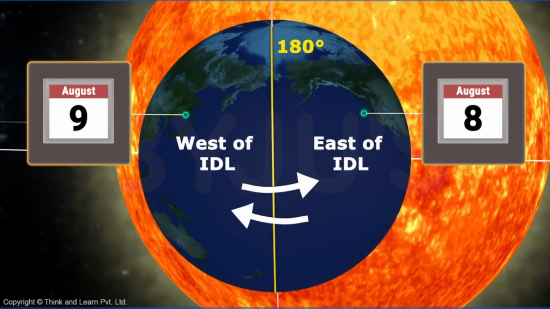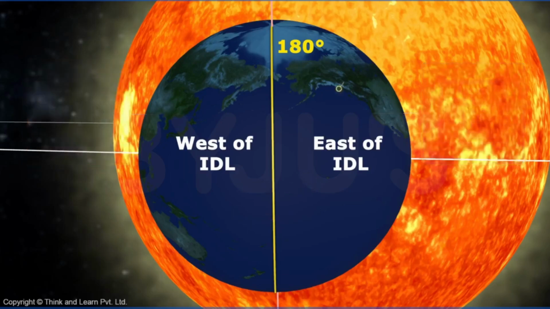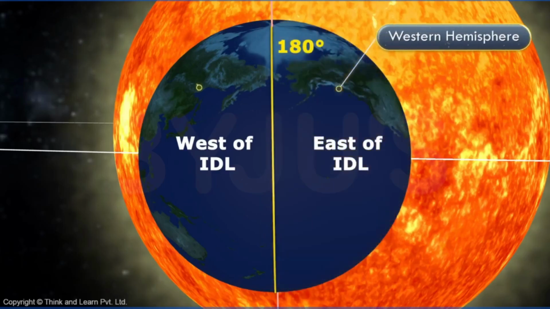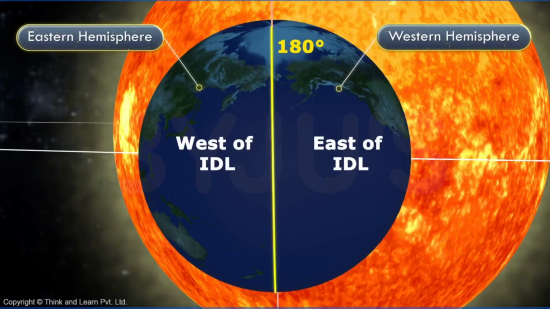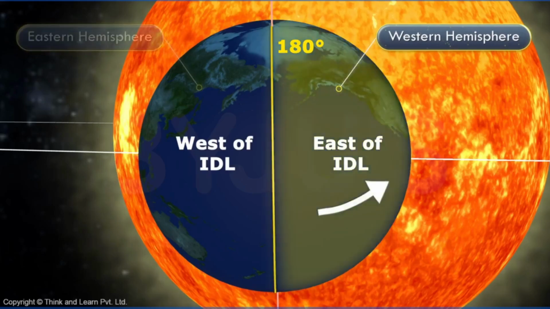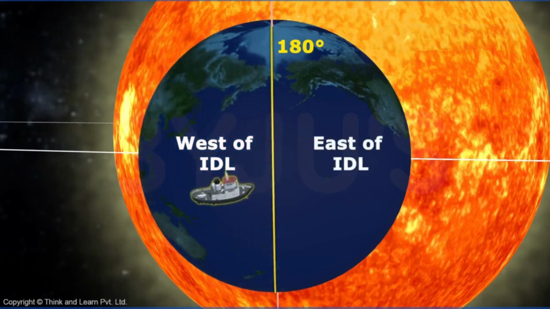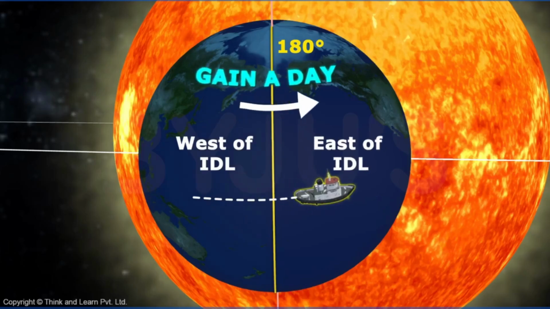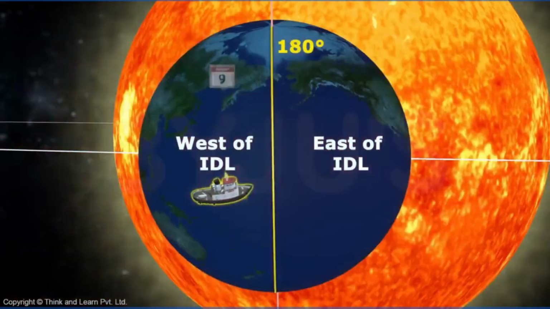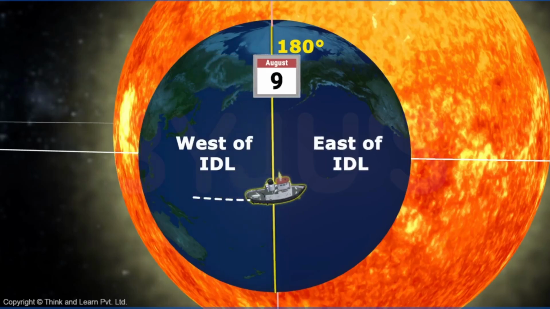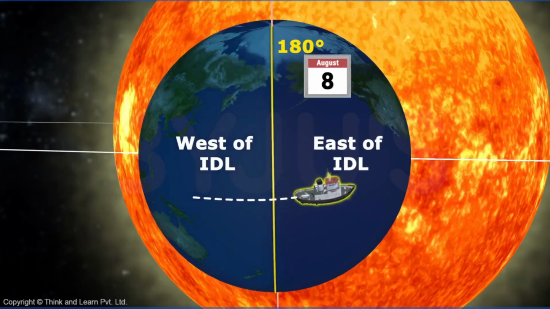So we can generalize this observation. Okay, this is our Western Hemisphere, and this one is the Eastern Hemisphere. The Western Hemisphere is on the east of the IDL, and the Eastern Hemisphere is on the west of the IDL. If you move from the west of the IDL to the east of the IDL, you gain a day. This means that if your current date is 9th August, on moving towards the east and crossing the IDL, your date will now become 8th of August.